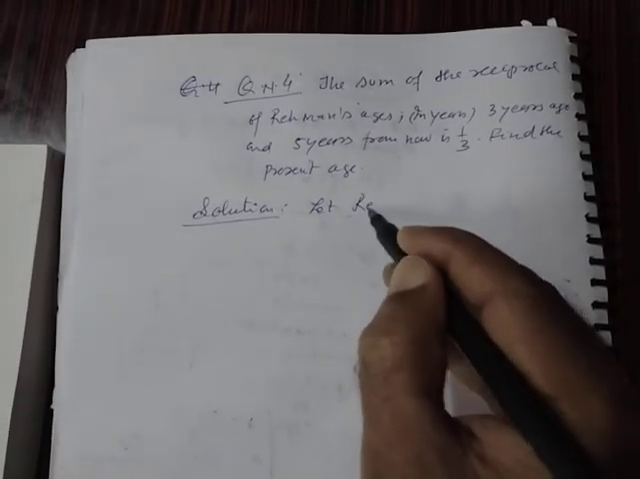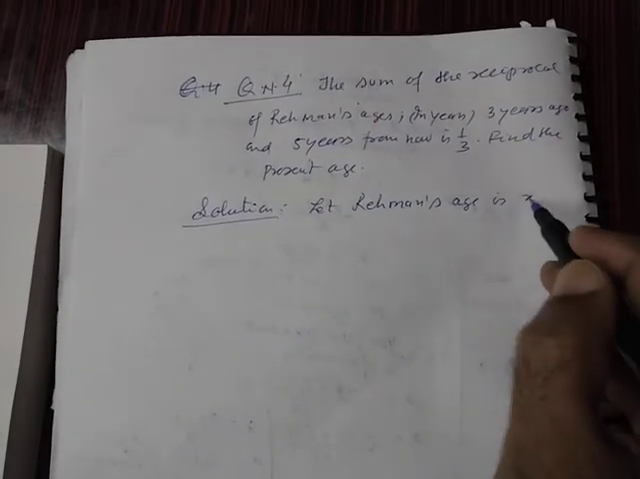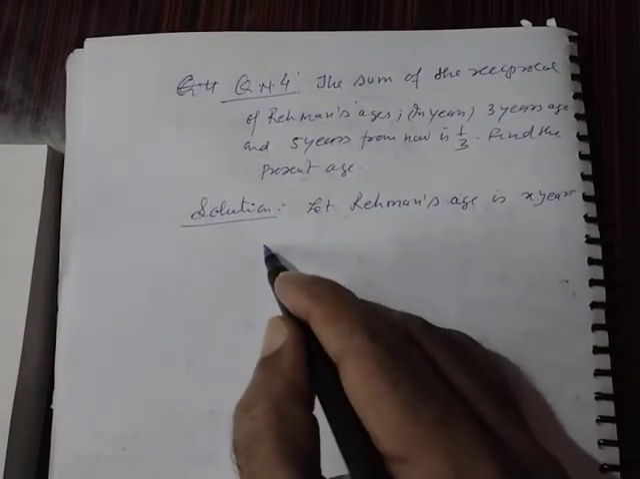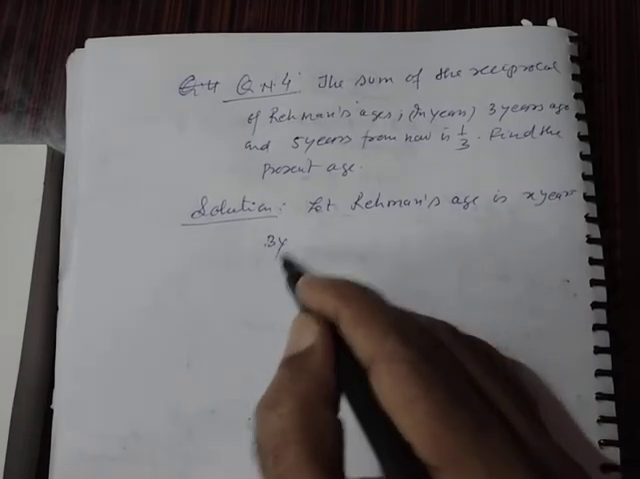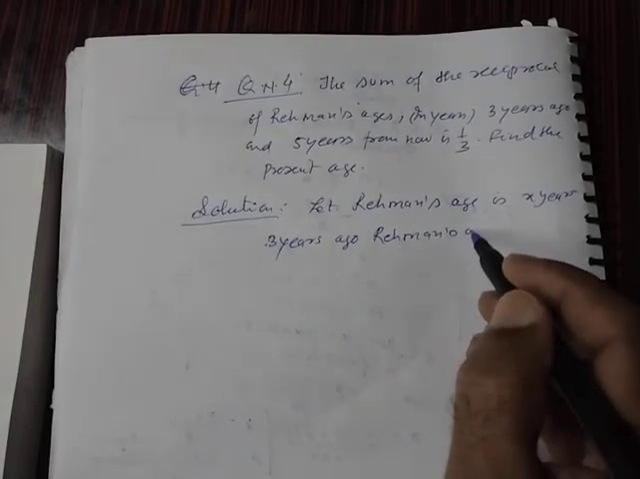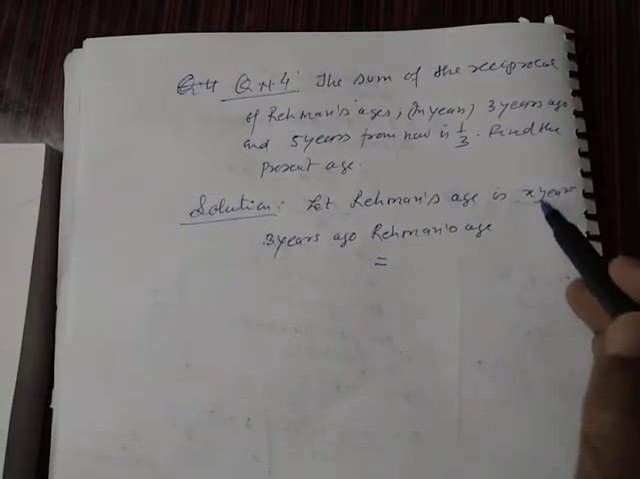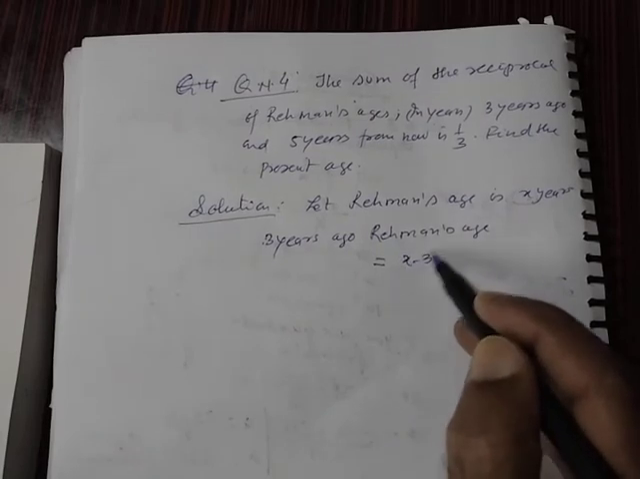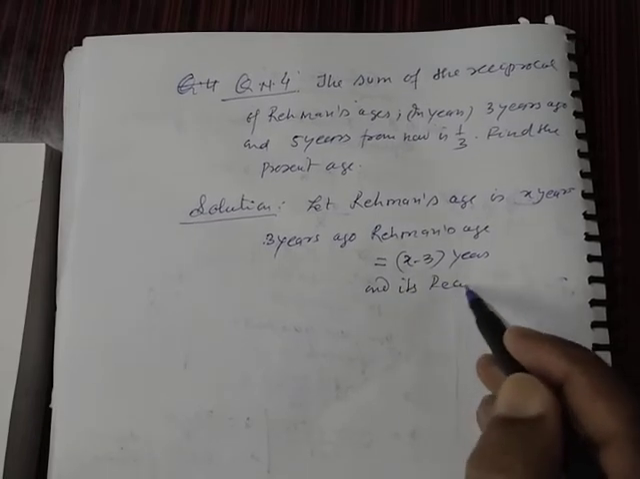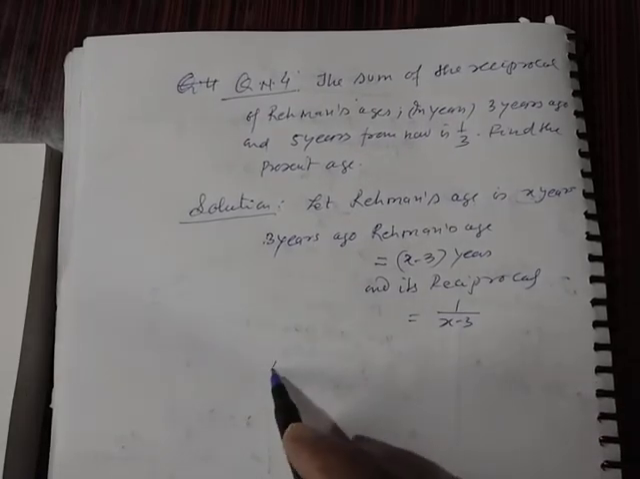Let Rahman's age be x years, and 3 years ago Rahman's age. 3 years ago means 3 साल पहले. तो present age of Rahman is x years. तो 3 साल पहले कितना होगा? x minus 3 years. And its reciprocal means 1/(x minus 3).